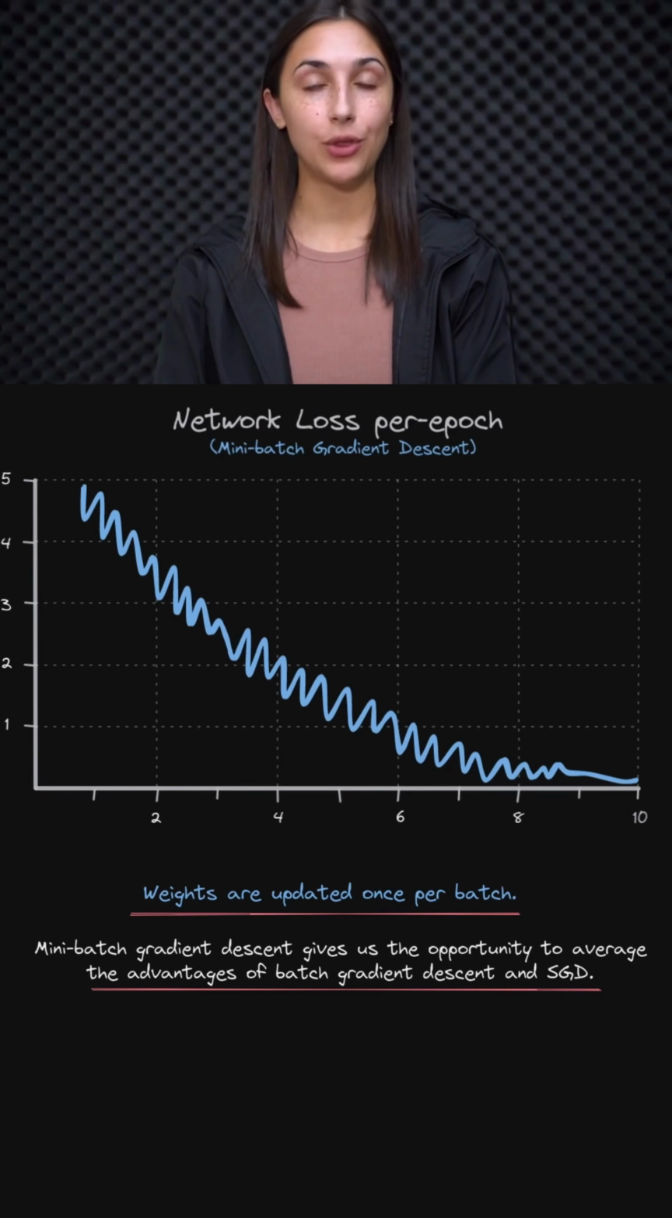So now we've seen the three main variations of the gradient descent-based algorithms, which really just differ from each other in when they calculate the gradients and perform the weight update during the training process.